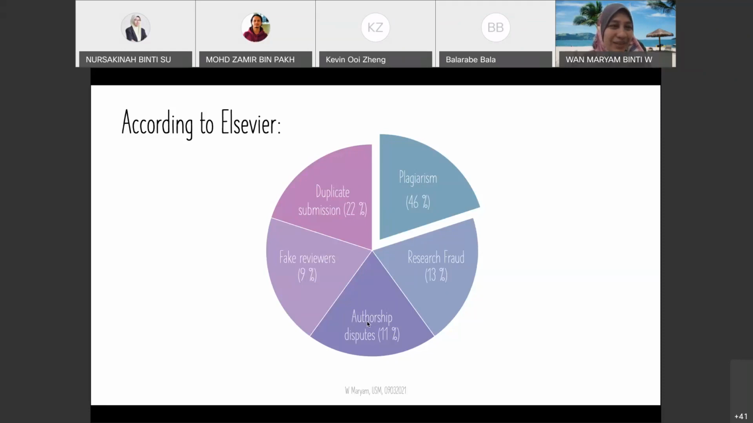If you ask me. Zamir, do you have any comment on this? Yes, I agree to that. The student has to be the first author. Yep.